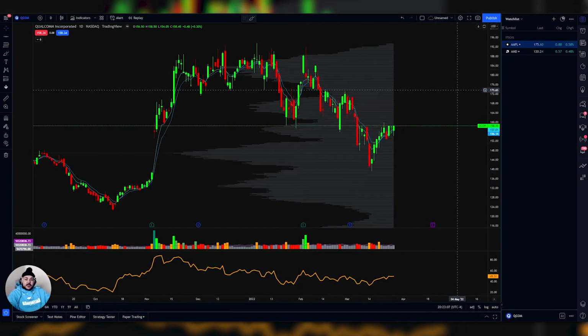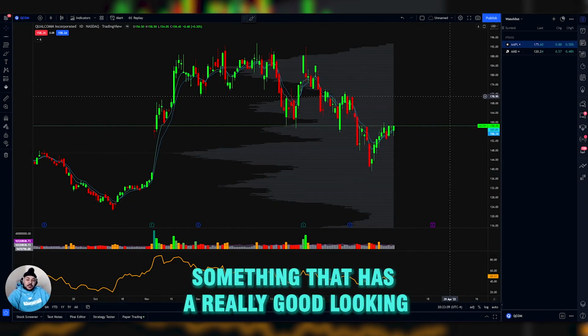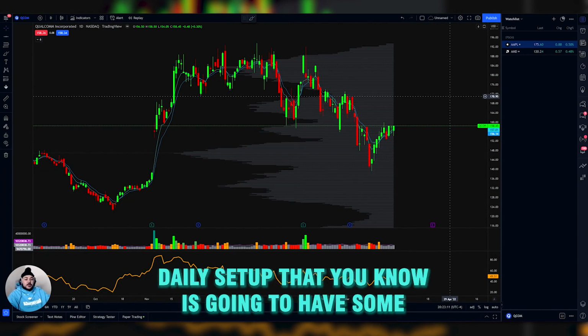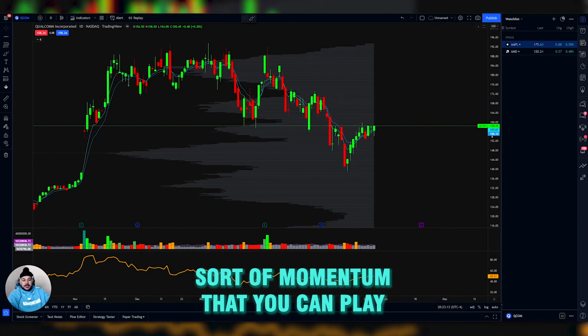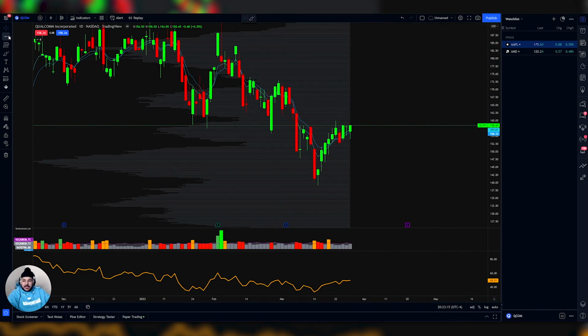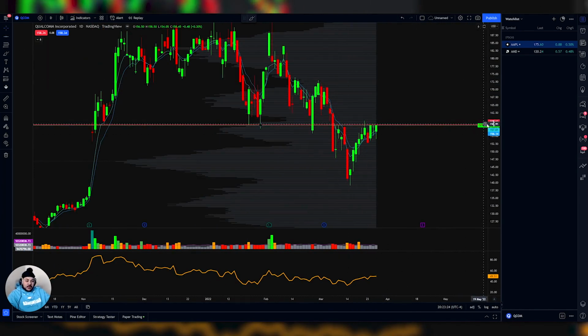So the next type of stock you want to have on your watch list is something that has a really, really good looking daily setup that you know is going to have some sort of momentum that you can play. In this case, we have the example of QCOM. The level 158.61 has served as a huge resistance multiple times, and I can show you guys right here. Previously, it was used as support, then it was used as support here. You have this resistance right here twice, 3 times, 4 times, 5 times, 6 times, 7 times, 8 times. So 8 times it is rejected.